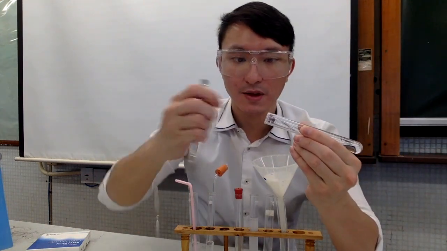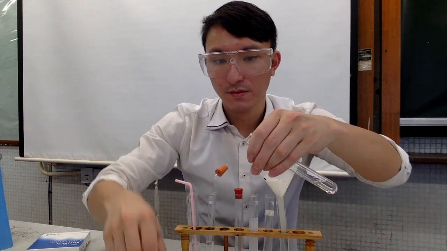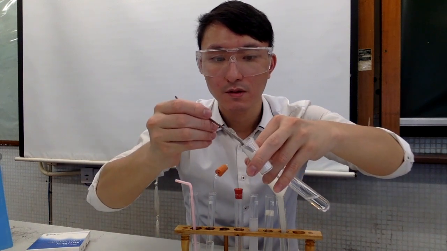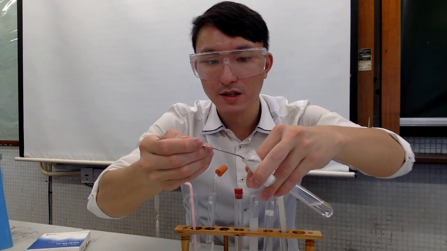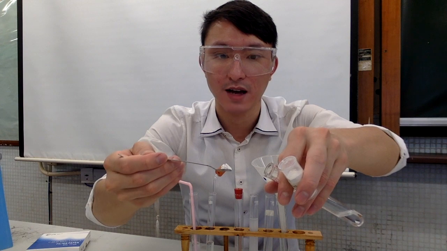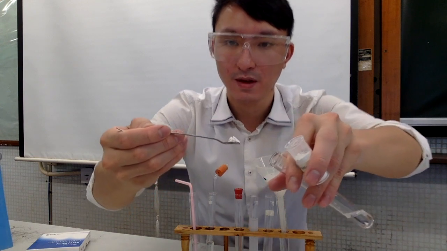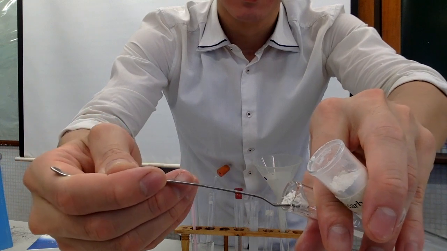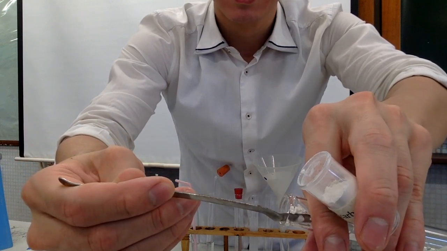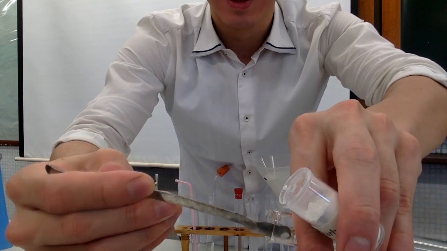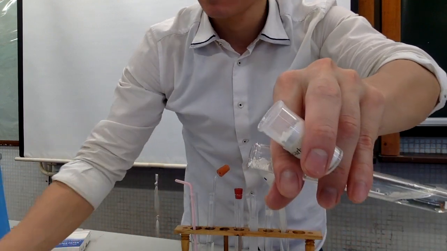use a spatula, just to add it to the side of the test tube. Okay, so let me make it closer to you. So just add it here, but don't drop it. Try not to drop it. Just put it on the side like this. There we go.